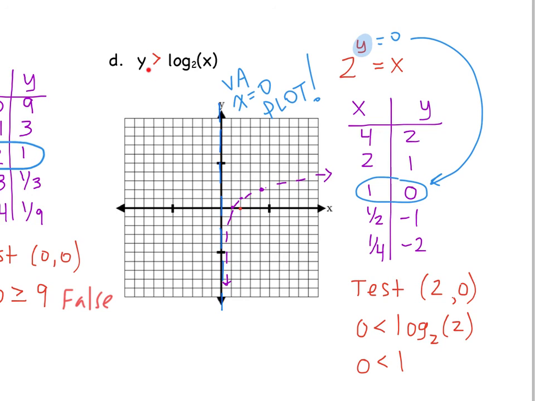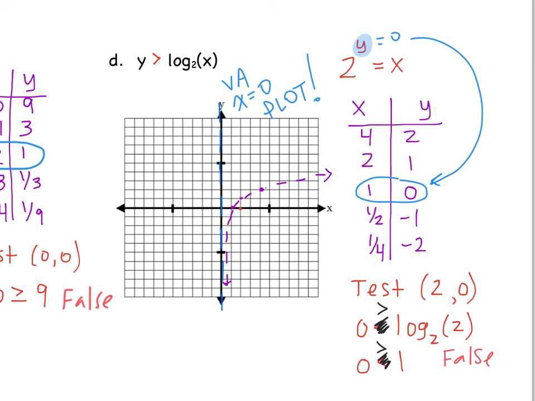So I plug 0 in for y, I plug 2 in for x. Make sure you change those to greater than. I forgot to, so I apologize. When we plug those in, we get 0 is greater than log base 2 of 2. Well, log base 2 of 2 is 1. Is 0 greater than 1? No, again, this is a false statement.